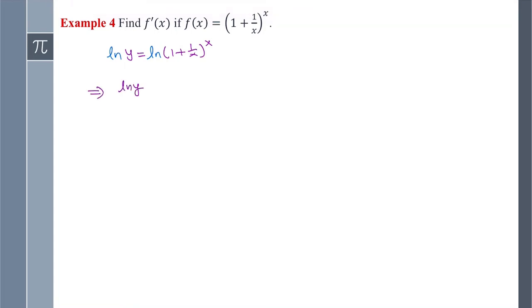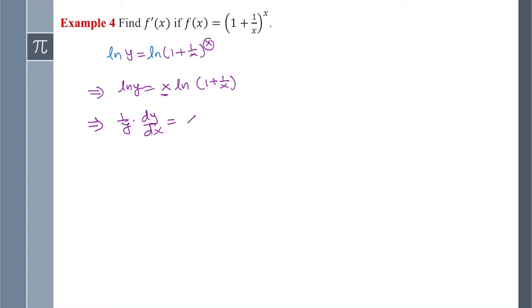That gives us natural log of y equals, again we'll use the law of log here, and we will bring that exponent to the front. So x natural log of 1 plus 1 over x. And then let's go ahead and differentiate this equation implicitly with respect to x. So we get 1 over y times dy over dx equals, now we have to use the product rule here because we have two functions, x and natural log of 1 plus 1 over x.